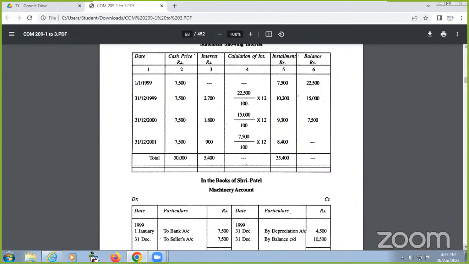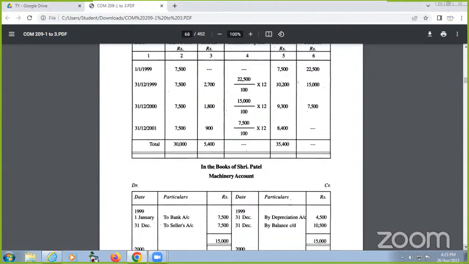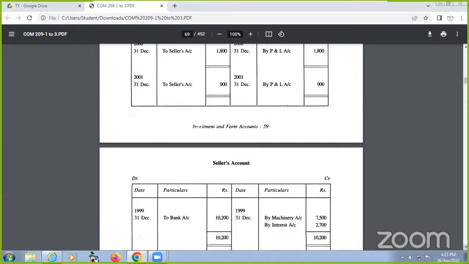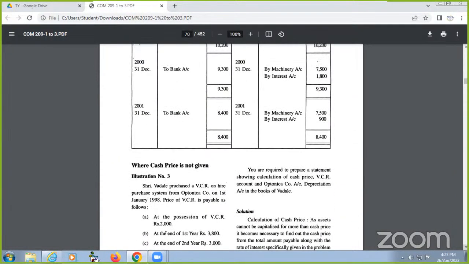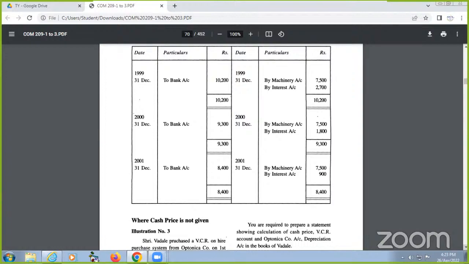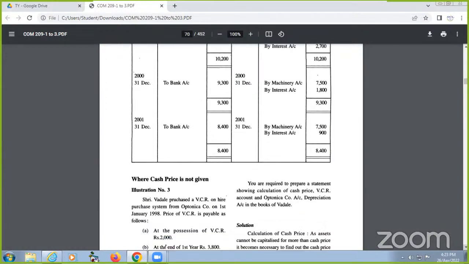So the total asset value is 30,000, interest 5,400, and total installment is 35,400, which is the hire purchase system. And according to that, this type of entries and accounts will be prepared.